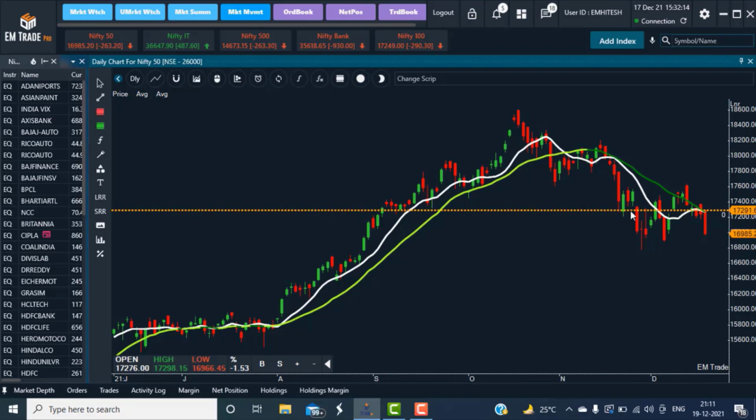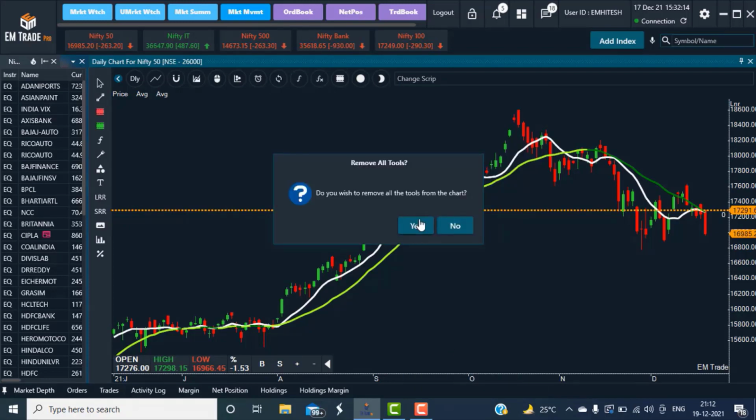which is 17,291, let's round it off to 17,300. Till 17,300, the market doesn't close above that, the bias for the market is negative, and the previous low at 16,800 is likely to be taken out on the downside. So the averages become the resistance part.